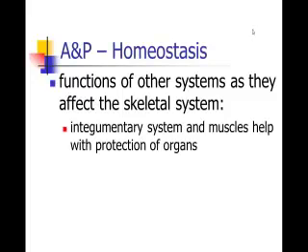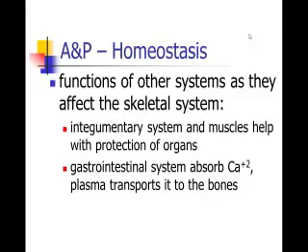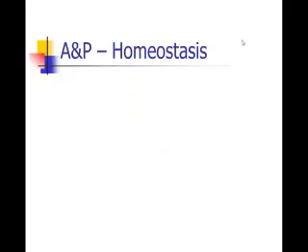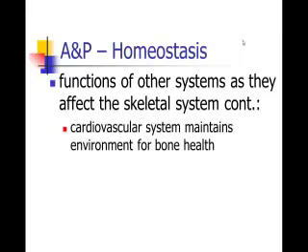So the integumentary system and muscles help with protecting organs. It's not all up to the bones. The gastrointestinal tract is going to help the bones out by absorbing calcium, and then plasma, the blood, is going to transport the calcium to the bones. The endocrine system is going to help us regulate storage and release of calcium. We just went through that. And it also helps regulate the bone growth. The cardiovascular system is obviously really important in maintaining an environment so that the bones can be alive and healthy.